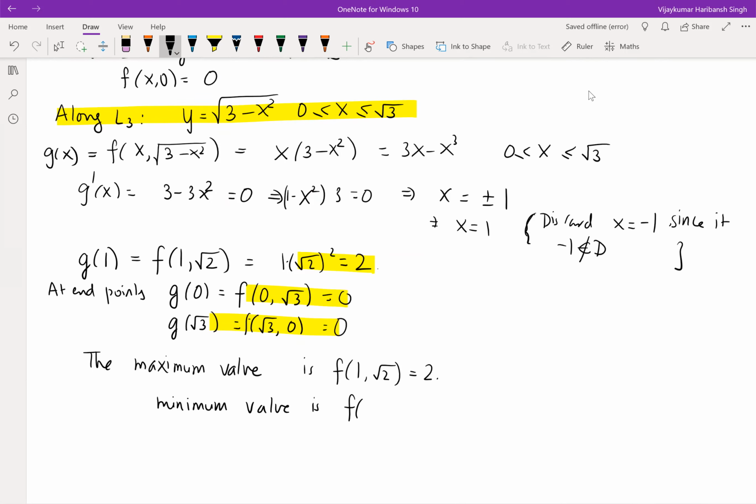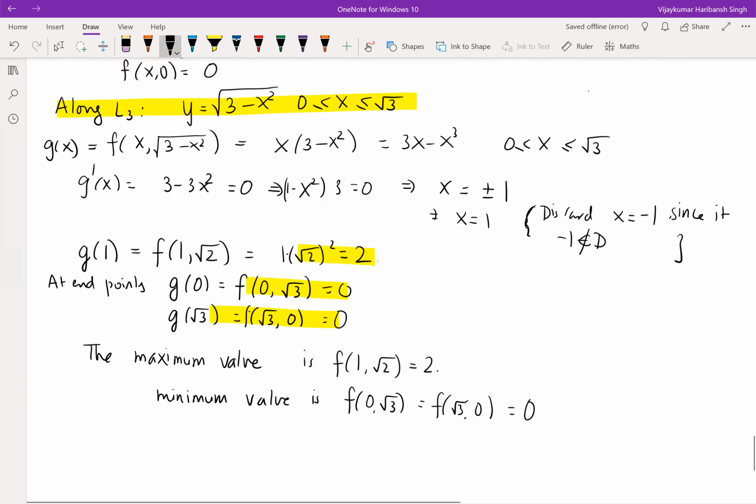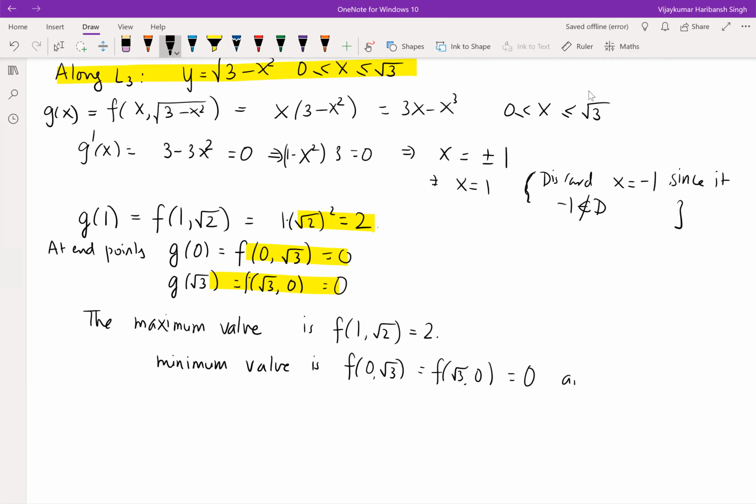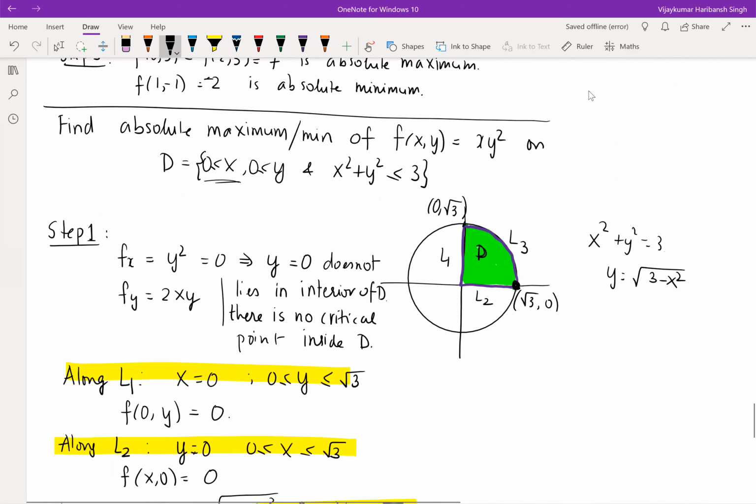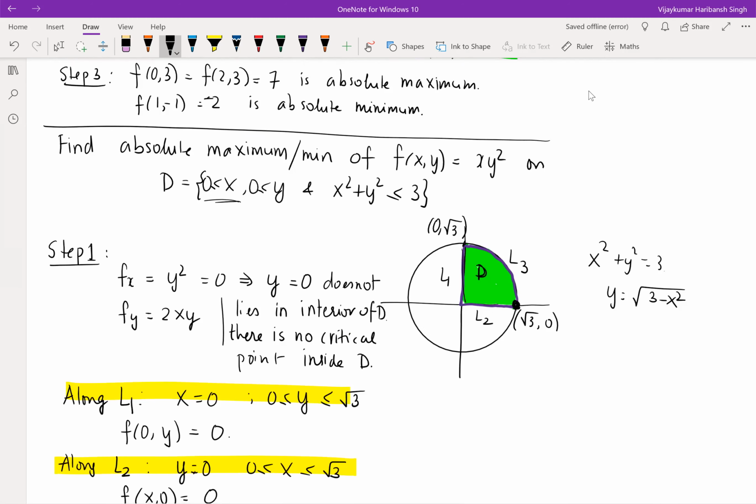and minimum value is f of 0 root 3, f of root 3 0 equals to 0, and also a minimum value occurs along L1 and L2. Yeah, so you see at all these boundary points you get minimum values. Okay.